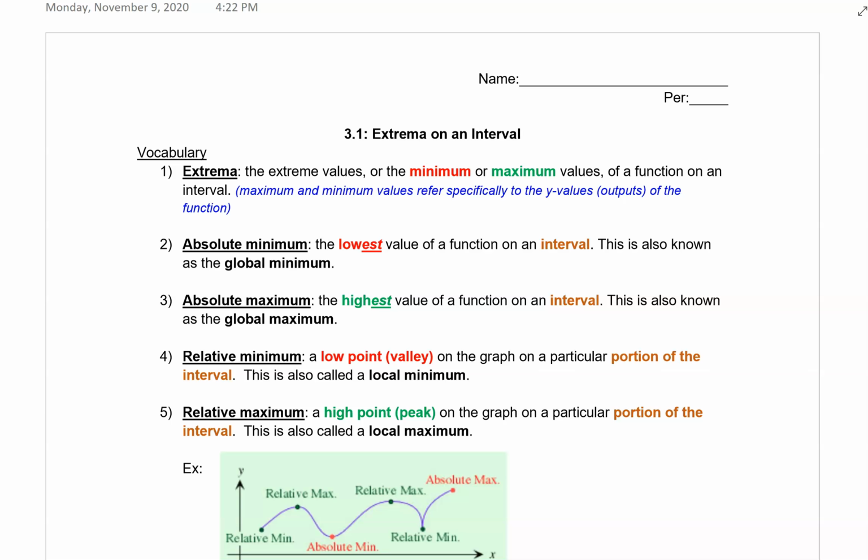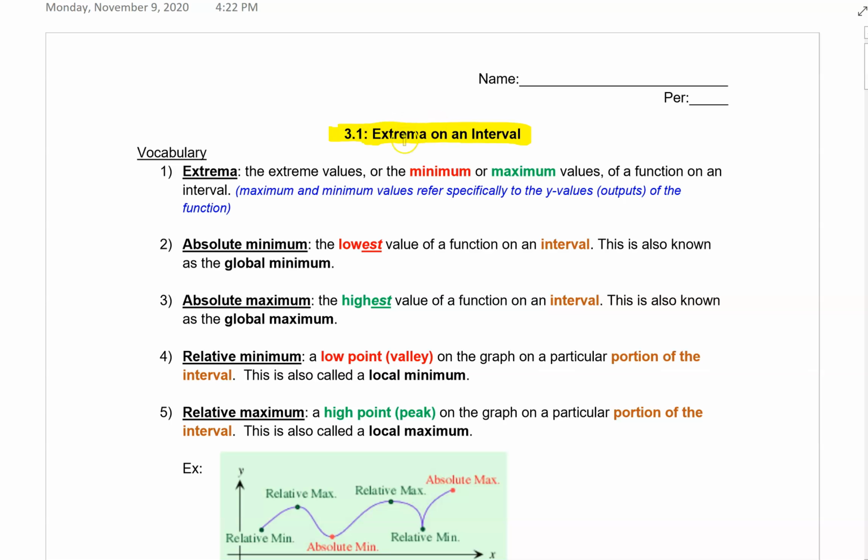Welcome, Calc students, to our video notes section on 3.1, which is our first section in our new chapter 3, which is all focused on applications of derivatives. So one main application of derivatives, as you'll see, is locating extrema on an interval.